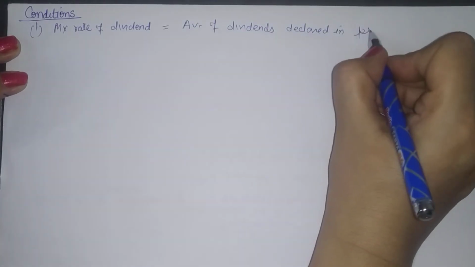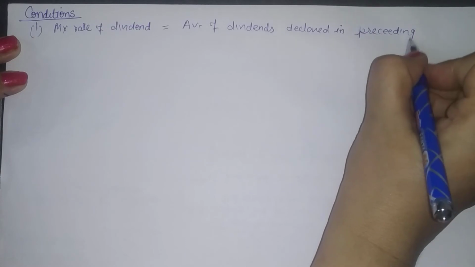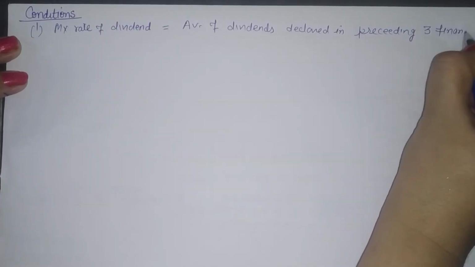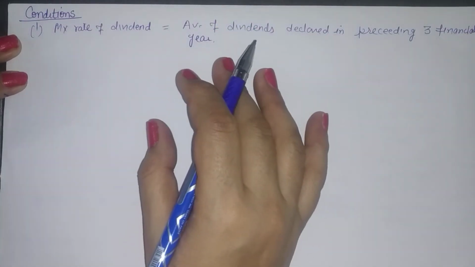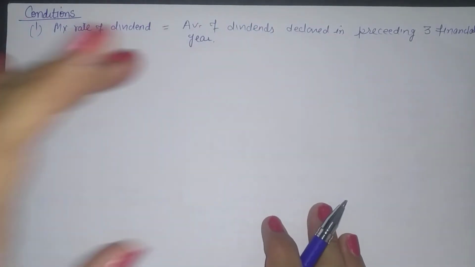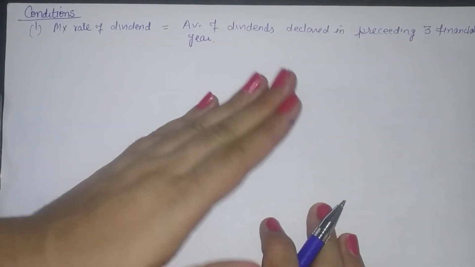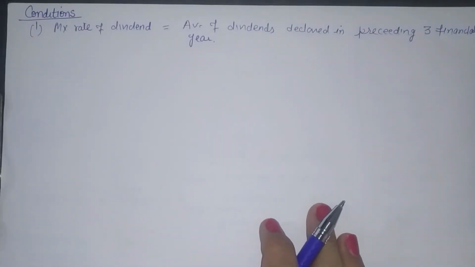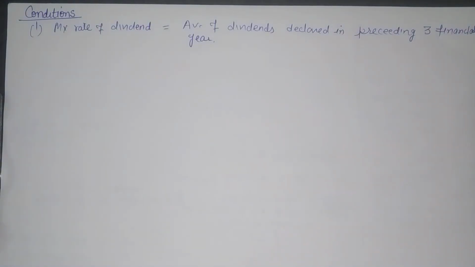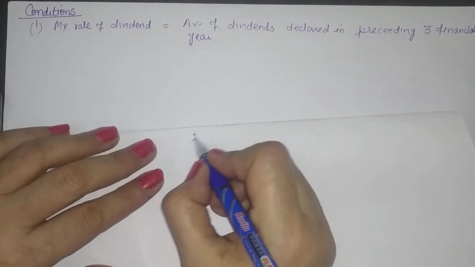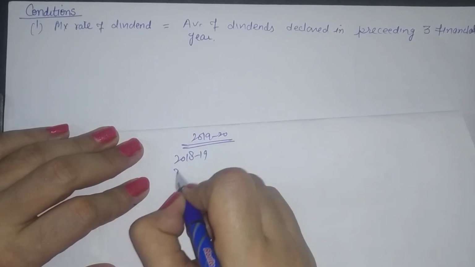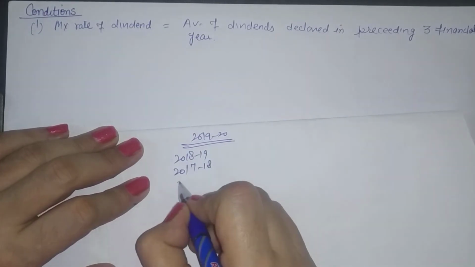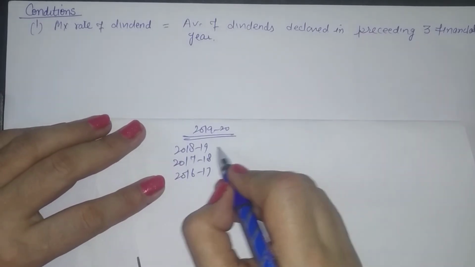in preceding 3 financial years. So you will have to see what has happened in the last 3 years. So on the basis of the average dividend declared in the last 3 years, the maximum rate will be measured, which implies that suppose you are working for the year 2019-20. So your preceding years will be 2018-19, 2017-18, 2016-17. So just take up the rate given.